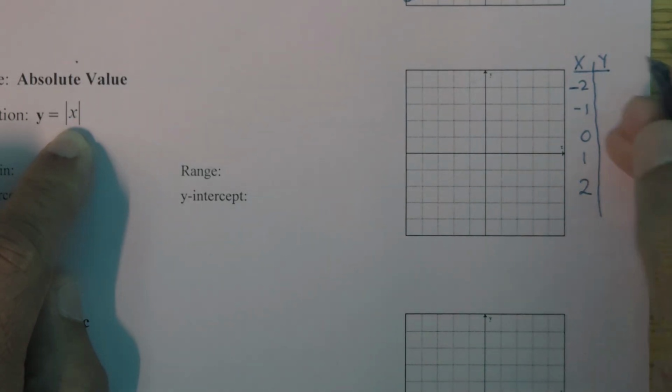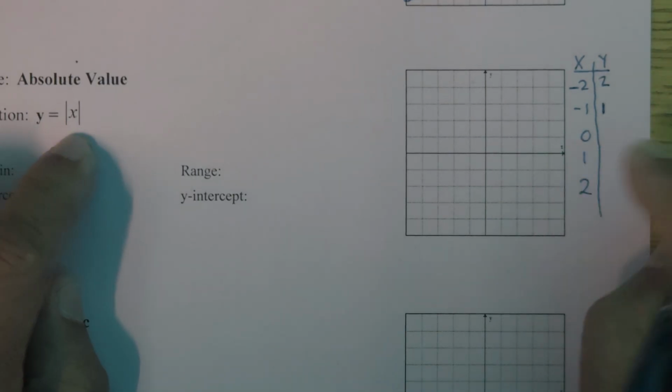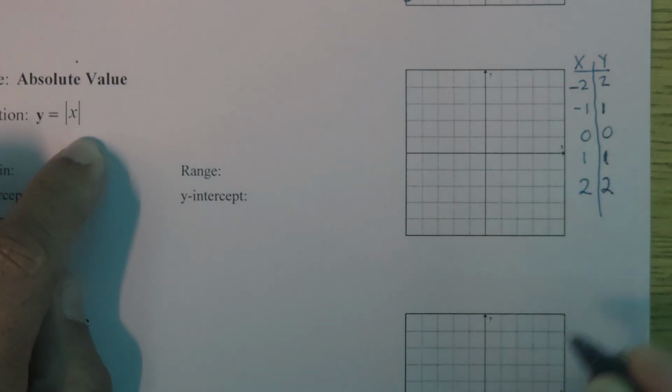So the absolute value of -2 is +2. The absolute value of -1 is +1. The absolute value of 0 is 0. The absolute value of 1 is 1. The absolute value of 2 is 2.